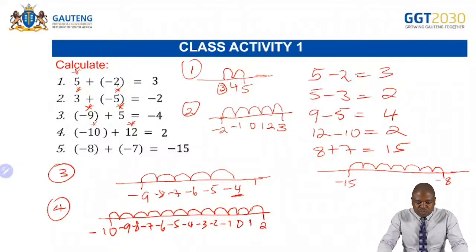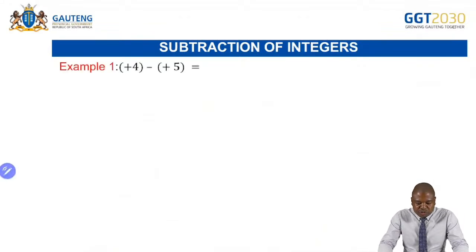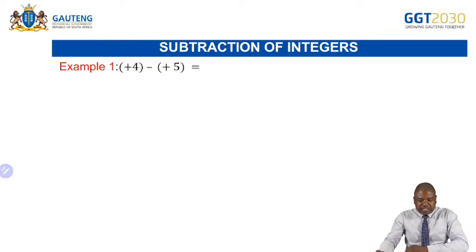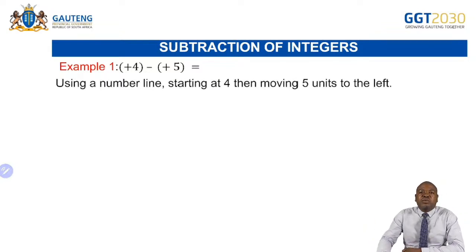Now, I would like us to move on to the next stage of our lesson, where we are going to be doing subtraction of integers. Remember, in the first part of our lesson, we had what? A positive sign all the time. But this time we are subtracting. Using a number line, we start at 4, then move 5 units to the left.